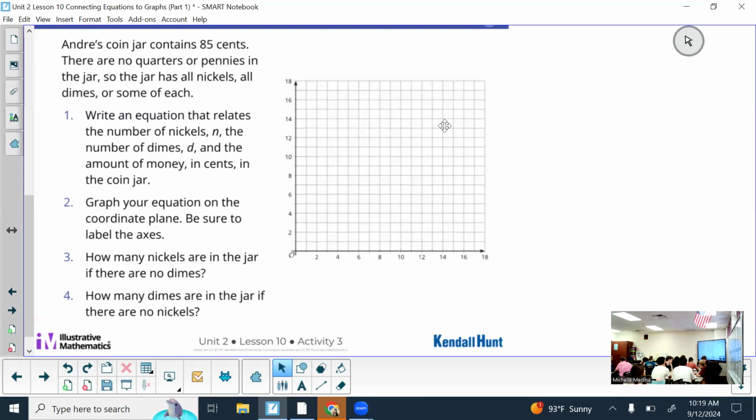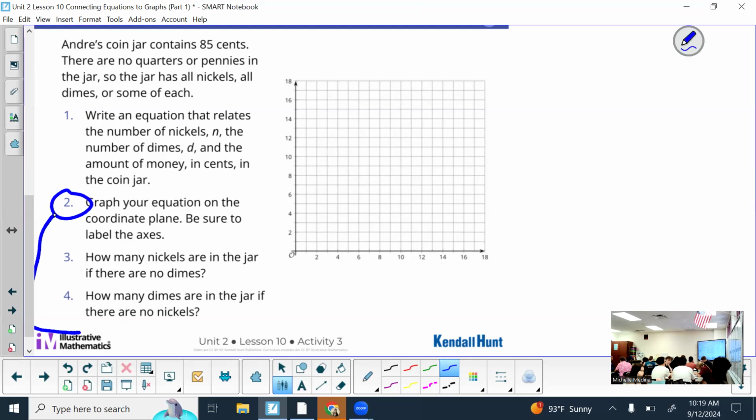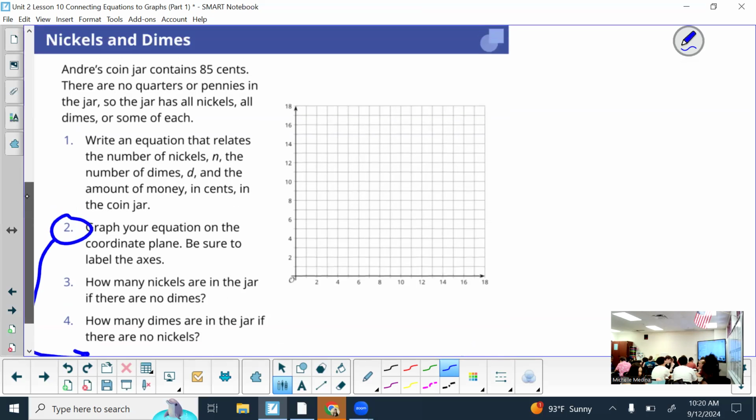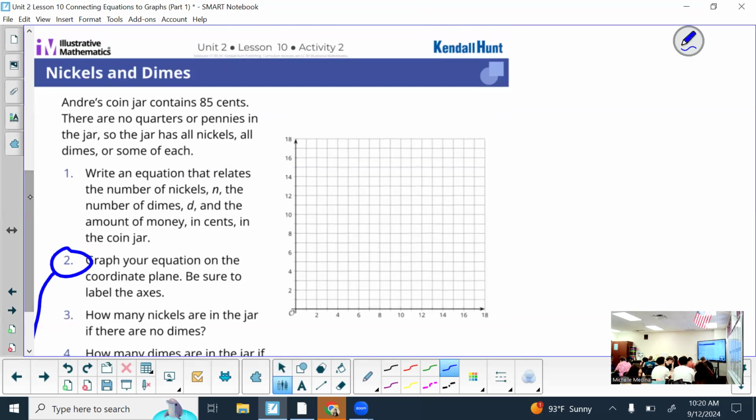How many nickels are in the jar if there are no dimes? How many dimes are in the jar if there are no nickels? I would recommend maybe save the graphing for last. For me, answering 3 and 4 helped me graph, so that's what I would recommend. But this is your check for understanding, your cool down. I'm gonna give you 5 minutes to try it out yourself, and then we're gonna go over the answer.